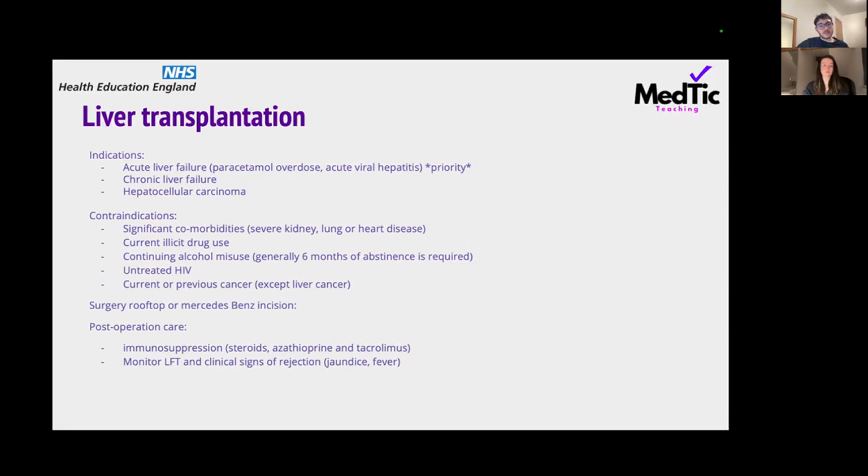Typically, the surgery uses a Mercedes-Benz incision, which looks like the Mercedes-Benz logo, or they do a rooftop incision. Post-operatively, immunosuppression is really important. The regime they give is steroids, azathioprine, and tacrolimus. You'd also want to monitor for signs of rejection, both clinically, so essentially liver failure signs, and also monitor the LFTs.